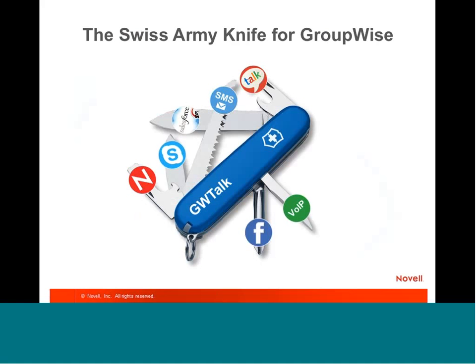What does it do? A Swiss Army knife in general is a tool that helps you do multiple things with one single tool. You can cut things, you can unscrew things, open cans, many things you can do with the Swiss Army knife. And we see the same thing with GWTalk.